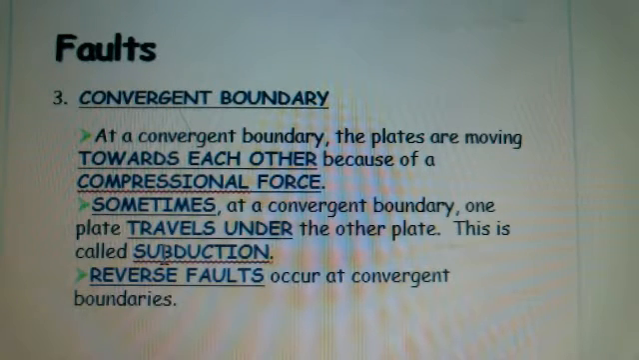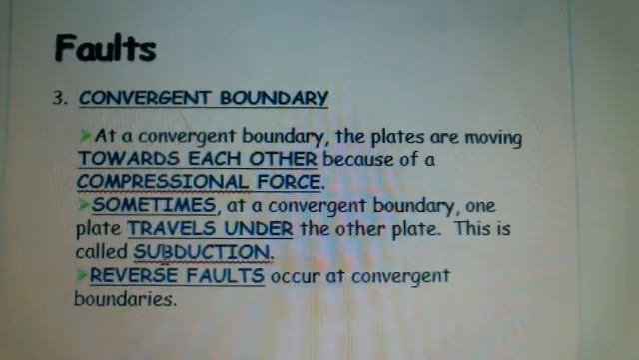This is called subduction. One plate is actually going underneath the other, like a submarine would be going under the water. So subduction zones, submarines going underneath, same kind of a prefix. The fancy name for a fault here is a reverse fault that occurs at a convergent boundary.